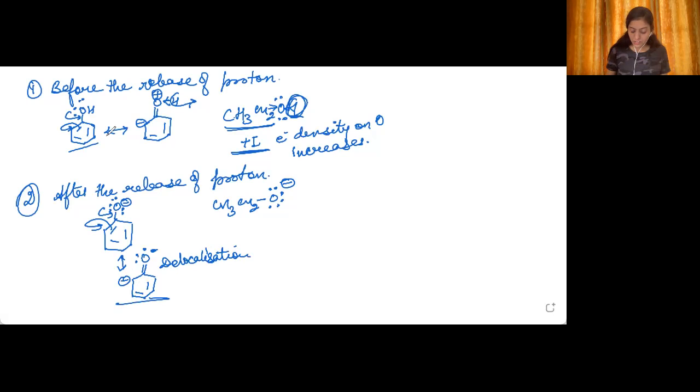Okay, then come to this ion, that is the ethoxide ion. What will happen in this case? Oxygen is already carrying a negative charge. There is nothing which can share its negative charge or which can delocalize its negative charge. So no delocalization is there. Number one, there is no delocalization.